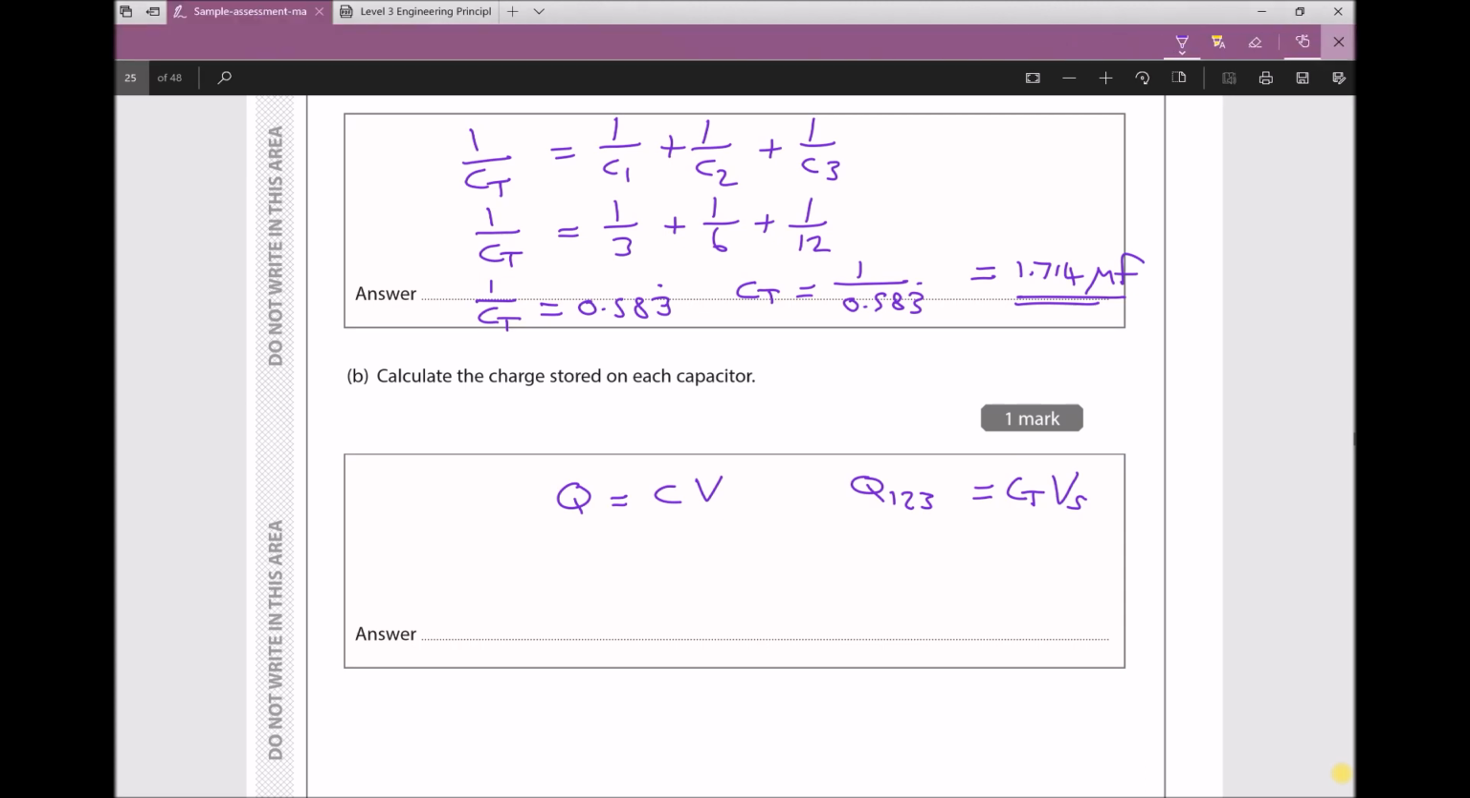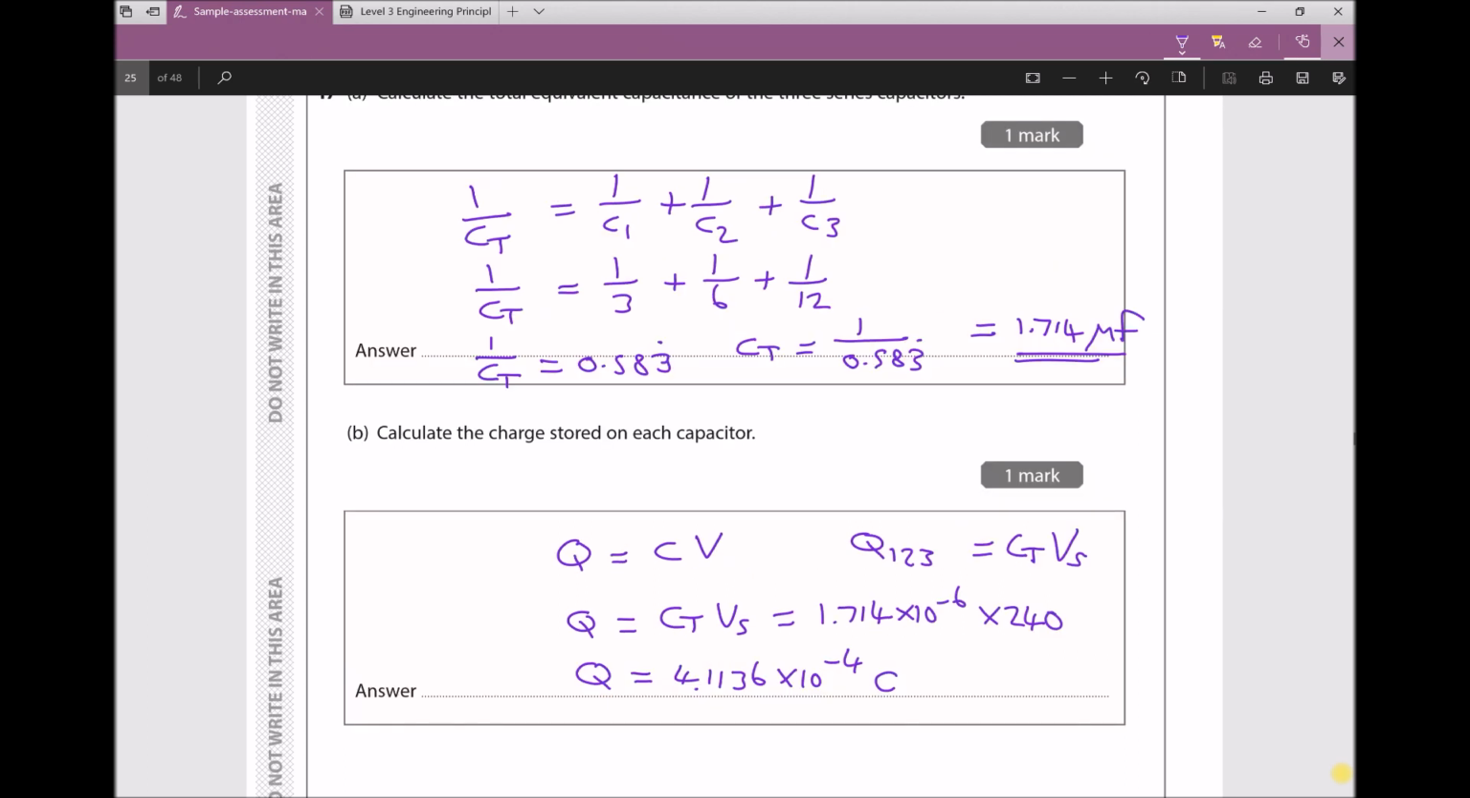So now we can say that Q equals CT times VS, which equals 1.714 microfarads. Well, micro is times 10 to the minus 6. And we've just said there that our voltage is 240. Now, when we run that through our calculators, we get a charge equal to 4.1136 times 10 to the minus 4. Now, charge is measured in coulombs.